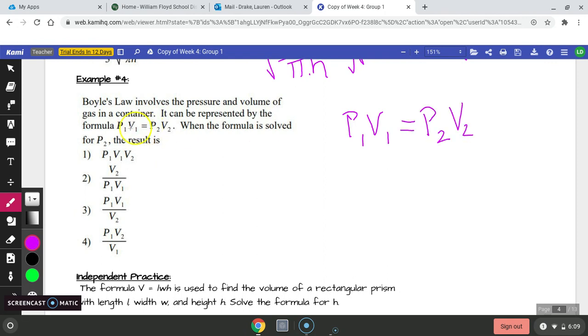Now I have to go back to my question and figure out what I'm solving for. It says when the formula is solved for P2, the result is. So I'm trying to get P subscript 2 by itself. I'm going to go ahead and circle this whole thing over here. Okay, so I want this by itself, which means I have to get rid of the V subscript 2. These two things are being multiplied together. So how do I undo multiplication? I hope you said division. So we're going to divide both sides by V sub 2.